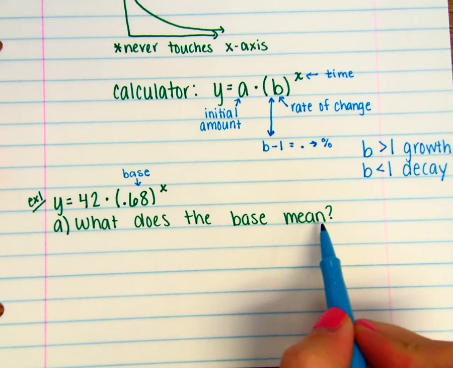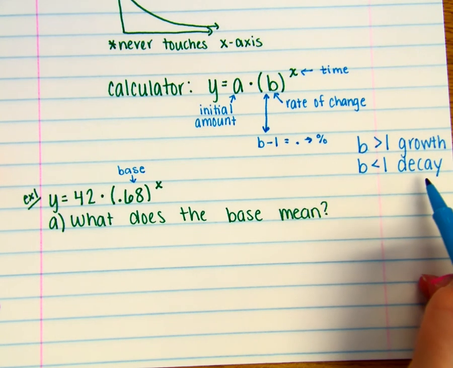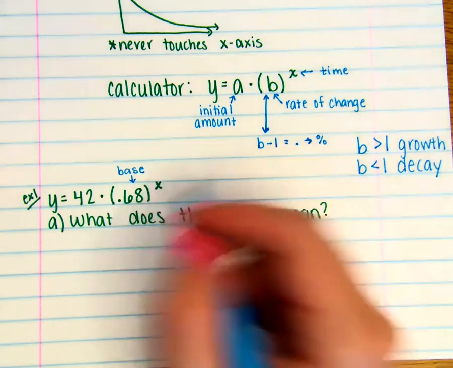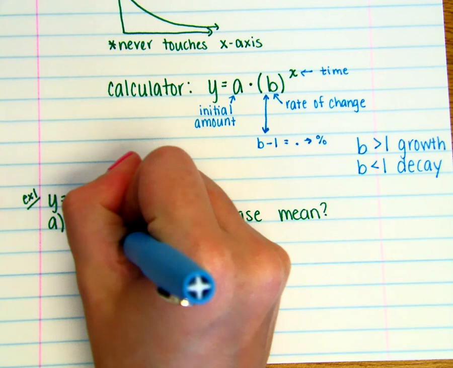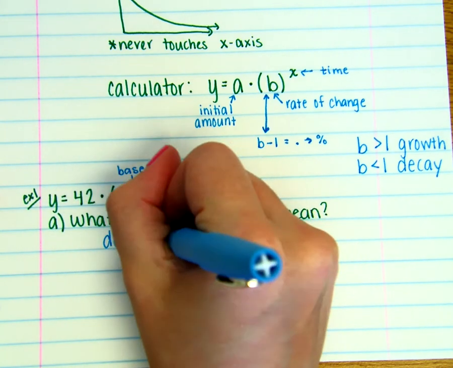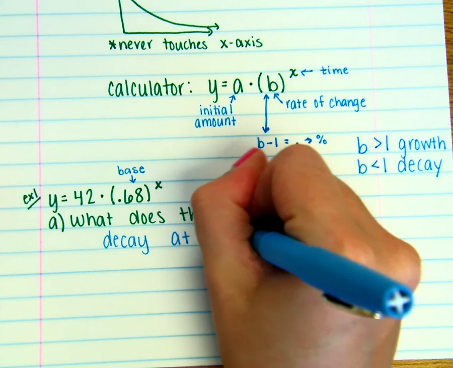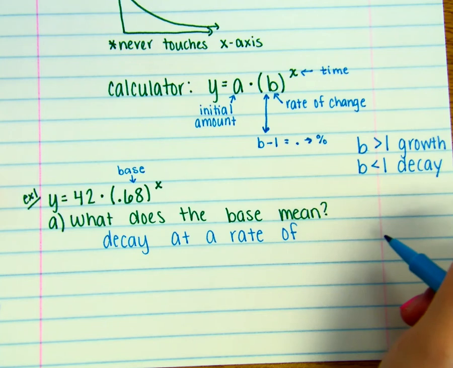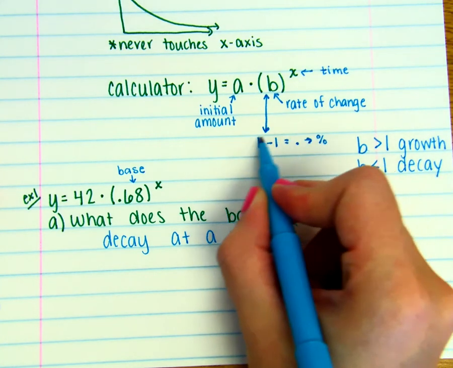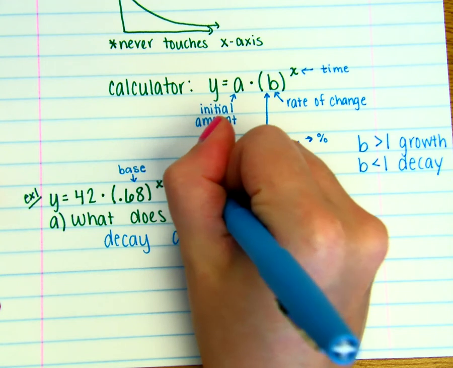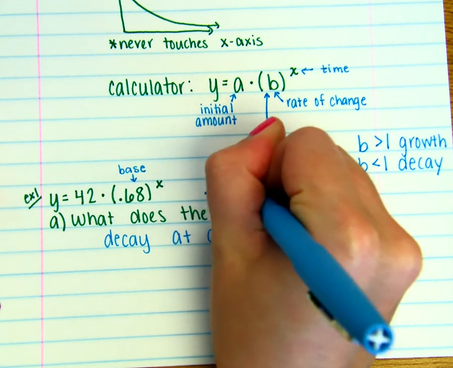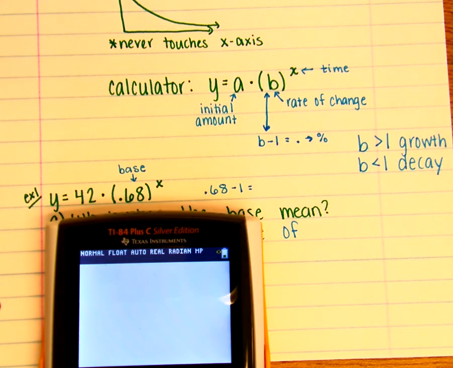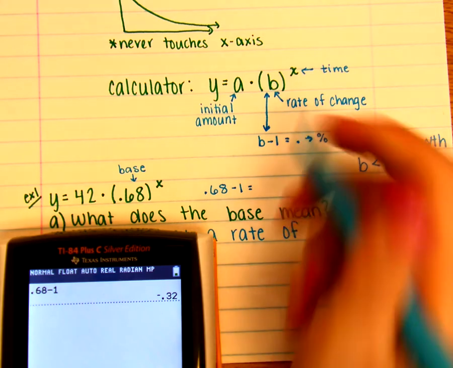So the first thing we need to decide is, is this a growth or is this a decay? Well, because this value is less than 1, we see that it is a decay. So we can say decay at a rate of, and then we need to figure out what that percentage would be. So that's where we're going to follow this formula right here. The b value of 0.68 minus 1. We get negative 0.32.